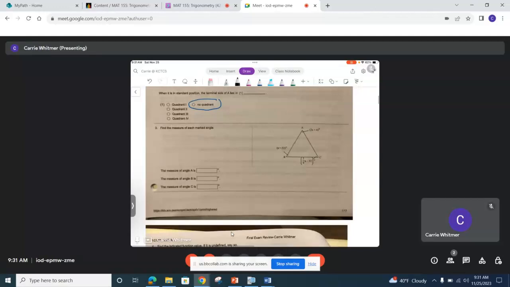Okay, number three. We know that the angles in a triangle add up to 180, so my equation will be 2x plus 4 plus x plus 32 plus 1/4 x plus 53 equals 180. Okay. So that's going to give me 13/4 x plus 89 equals 180. And so 13/4 x equals 91, which makes x 28.